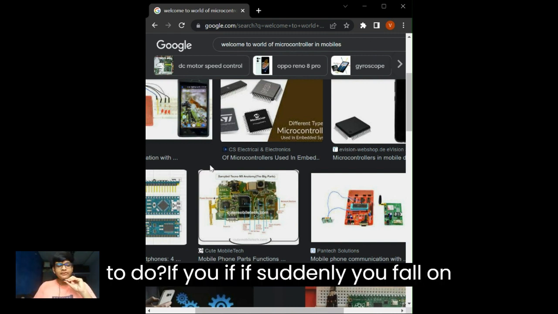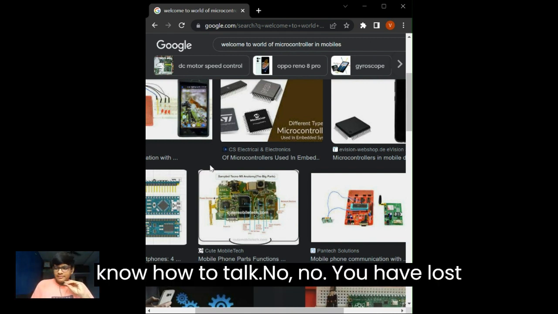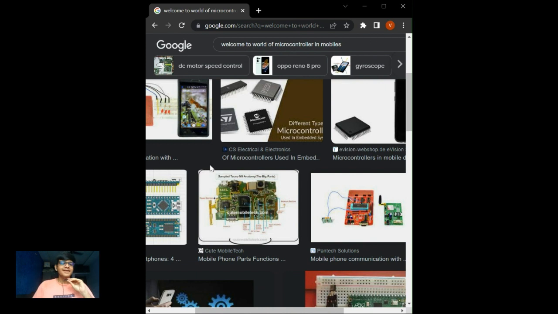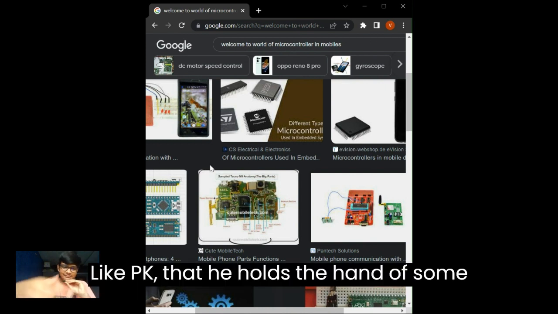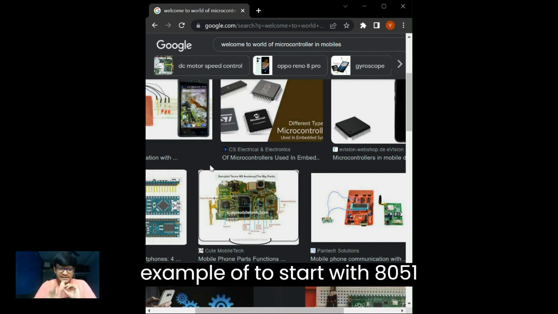What do you do if suddenly you fall on something and you lose your memory? You don't know how to talk. You have lost it until and unless you have someone like PK who holds the hand of some guy and uses that memory. Okay, that's not a part of it, but I'm just giving an example.